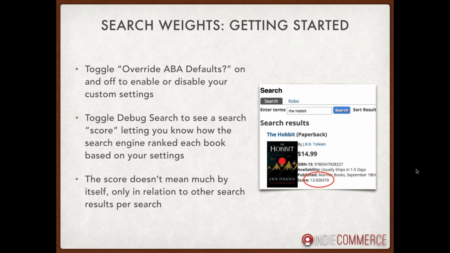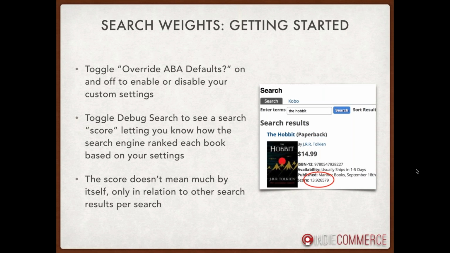It can be fun to experiment with. And there are a couple of reasons, which I'll talk about at the end, why stores might use this. For the most part, we do recommend that stores use the default search settings because, like I said, we're always pushing improvements to them as we go. But if you want to try it, you just have to toggle the override ABA defaults checkbox here, and then you can start entering your custom settings.